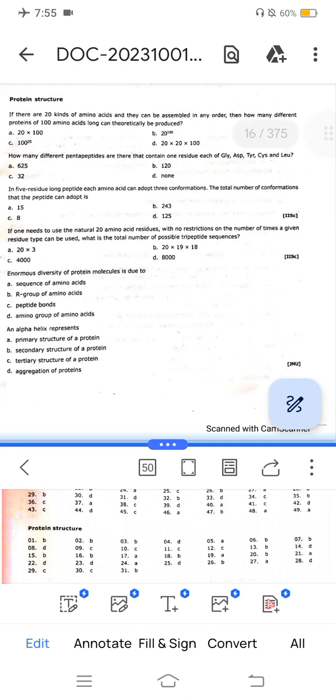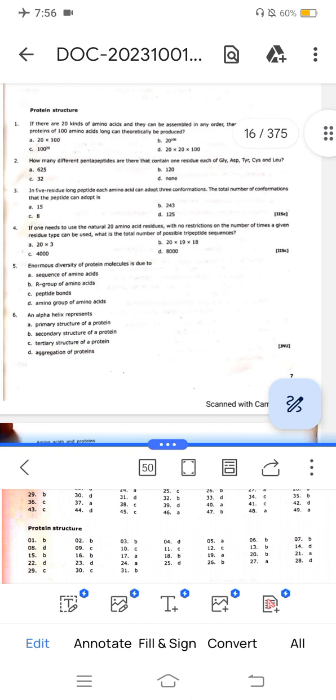Which question are we going to learn? First question. If there are 20 kinds of amino acids and they can be assembled in any order, then how many different proteins of 100 amino acids long can theoretically be produced? And the correct answer is B, 20 raised to 100. Then how many different pentapeptides are there that contain one residue each of these given amino acids?